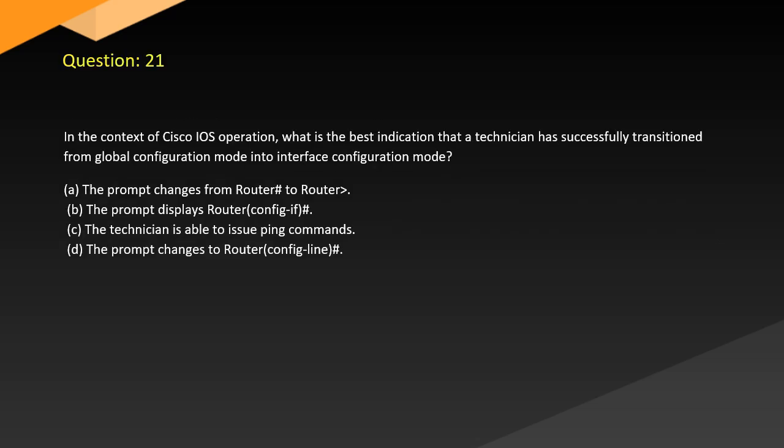Question 21. In the context of Cisco iOS operation, what is the best indication that a technician has successfully transitioned from global configuration mode into interface configuration mode? A. The prompt changes from router pound to router. B. The prompt displays router config if pound. C. The technician is able to issue ping commands. D. The prompt changes to router config line pound.